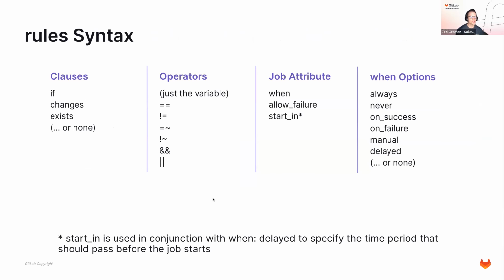Now, these rules are highly customizable. We can use different clauses, operators, job attributes, and other when options to really customize this and make sure that we're only running jobs when we need to. Otherwise we leave them out to improve our efficiency. Another important thing to note is that GitLab comes with a bunch of default pipeline variables that allow you to quickly and easily access information such as pipeline source, branch name, and much more, which you can use within these rules.